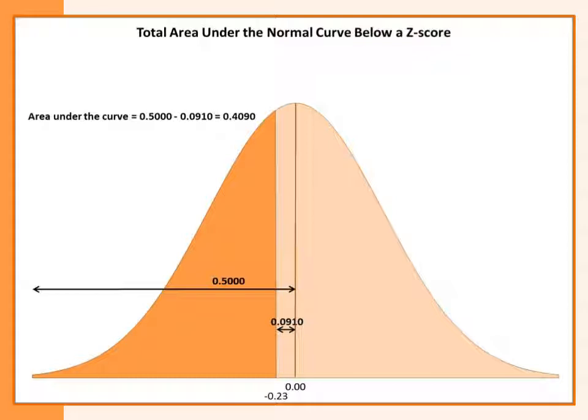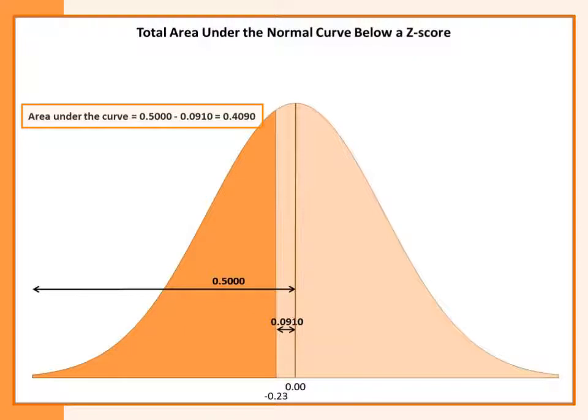But keep in mind, what we're asked to find is not the area between 0 and a z-score of minus 0.23, but instead the area below minus 0.23. Well, our standard normal table doesn't tell us that, so we have to use our understanding of the normal curve to find that value from the information we have. We know that the entire area below the mean of 0 is 0.5000, half of the curve.